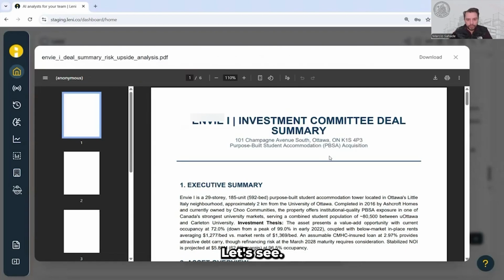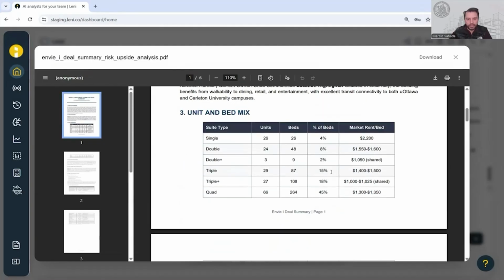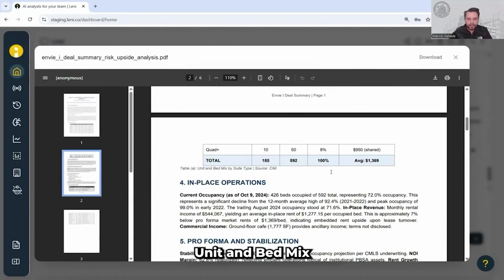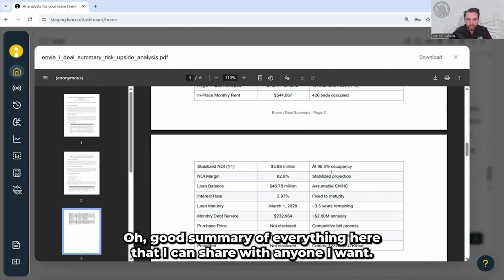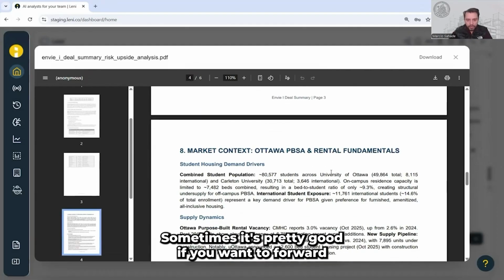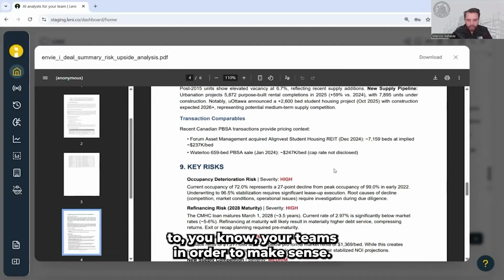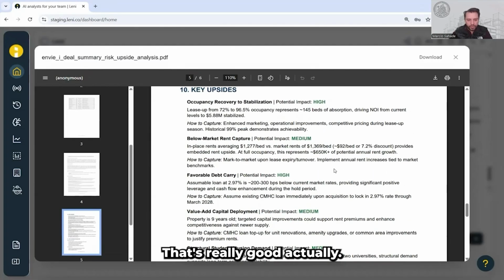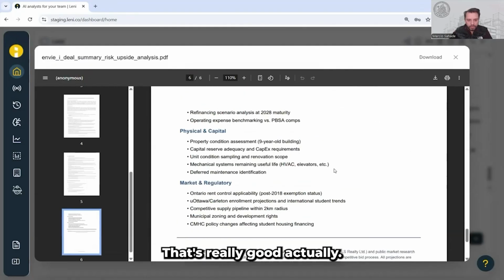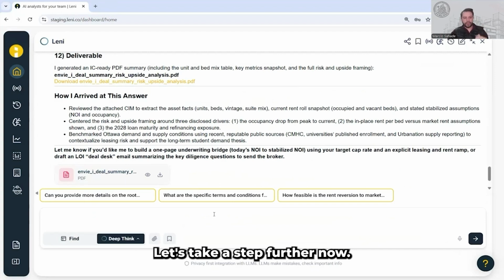Let's see. Executive summary, asset overview, unit and bed mix. Oh, a good summary of everything here that I can share with anyone I want. Sometimes it's pretty good if you want to forward to your teams in order to make sure if it makes sense or not. That's really good, actually. Capital stack and all of that. Really good. Let's take a step further now.